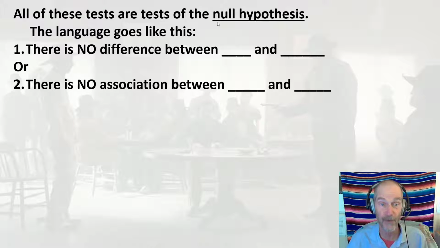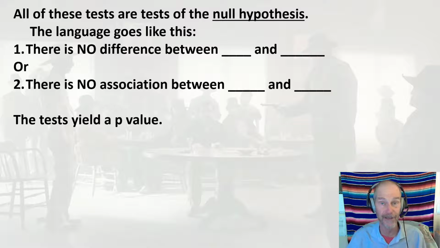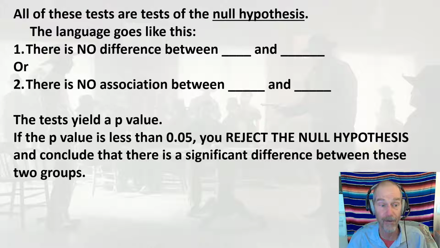There's no difference, no association. And then you run the test, you get a p-value, and that leads to the next problem. How do you interpret the p-value? Well, I hope you watched the lecture on that and you now know that if the p-value is less than 0.05 or less than 5%, you reject the null hypothesis and you conclude that there is a significant difference between these two groups.